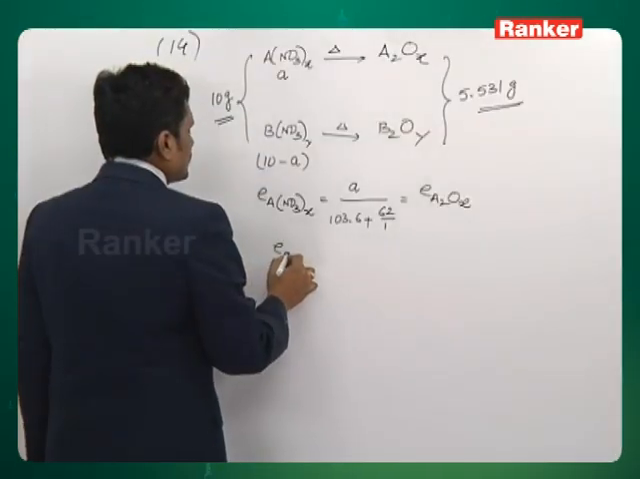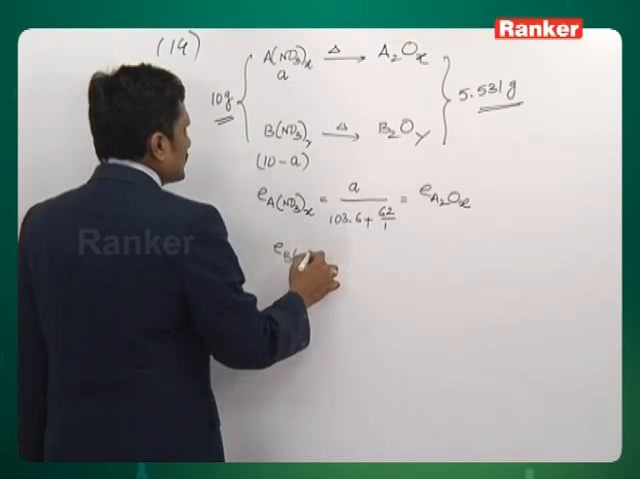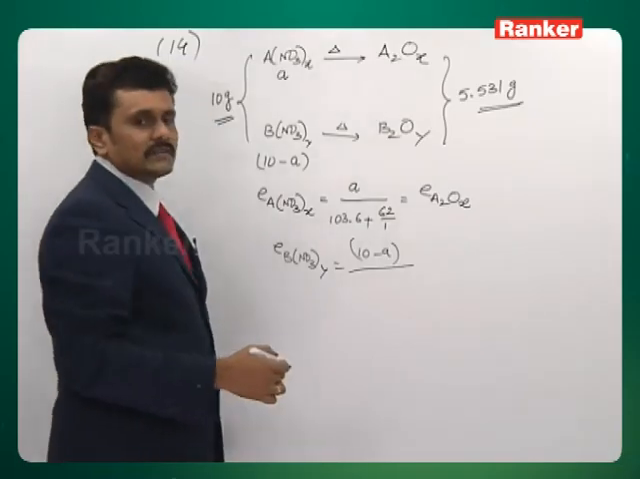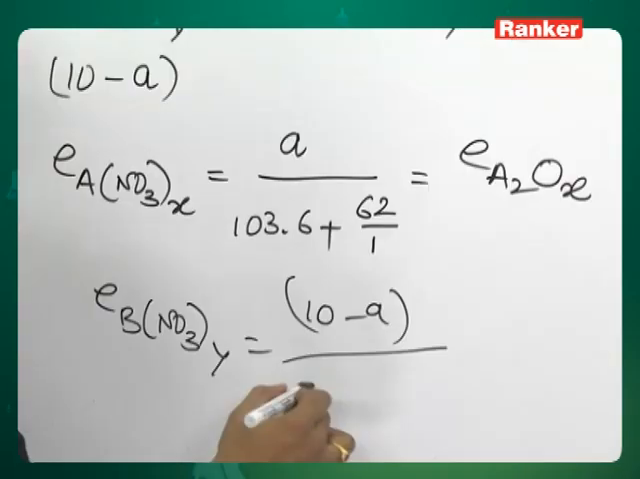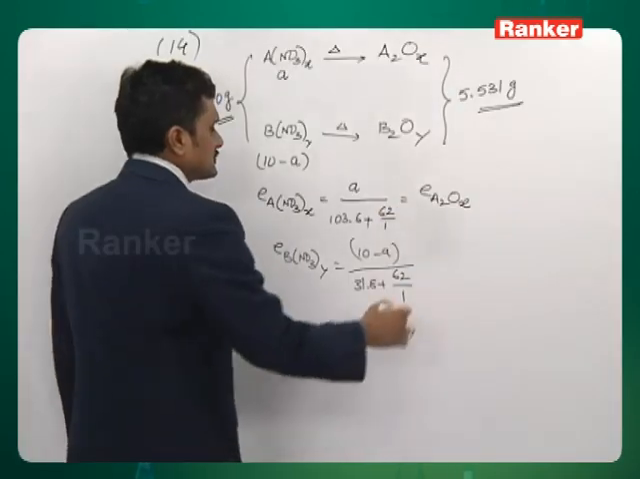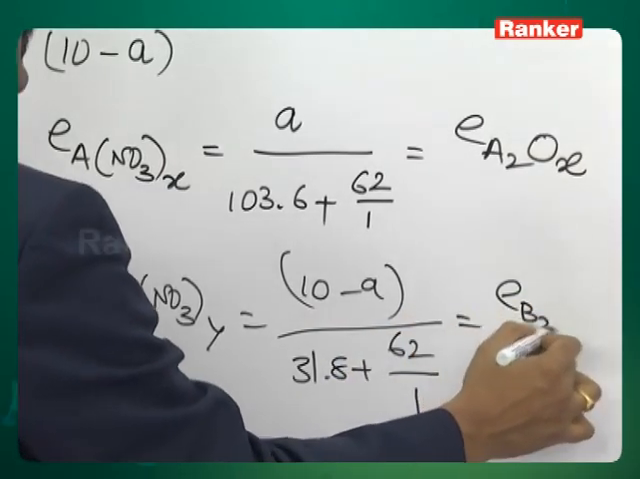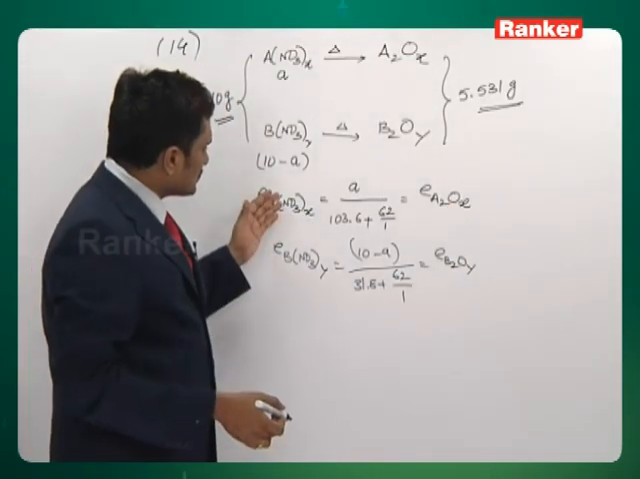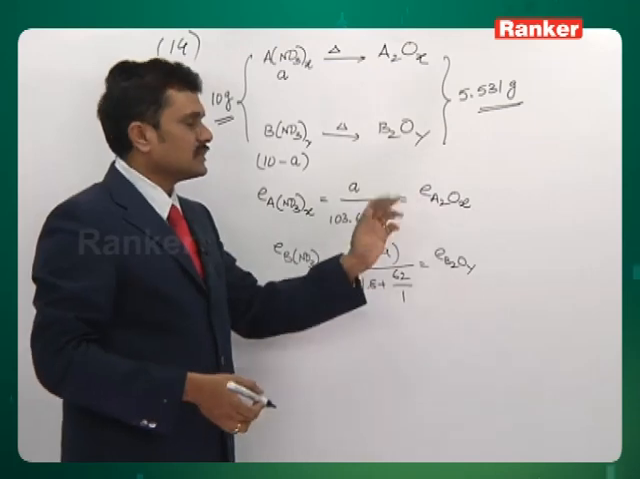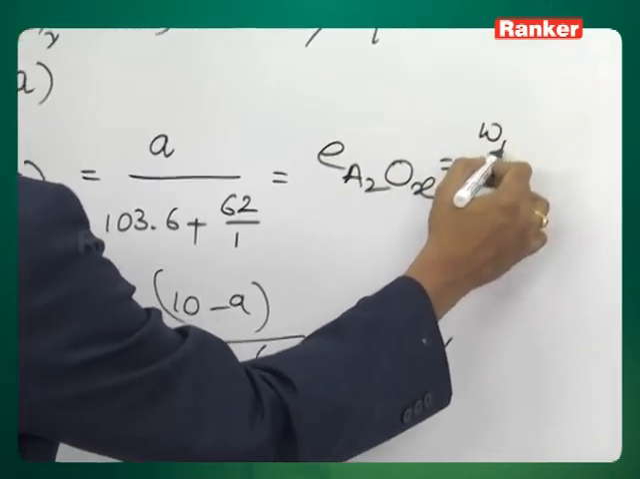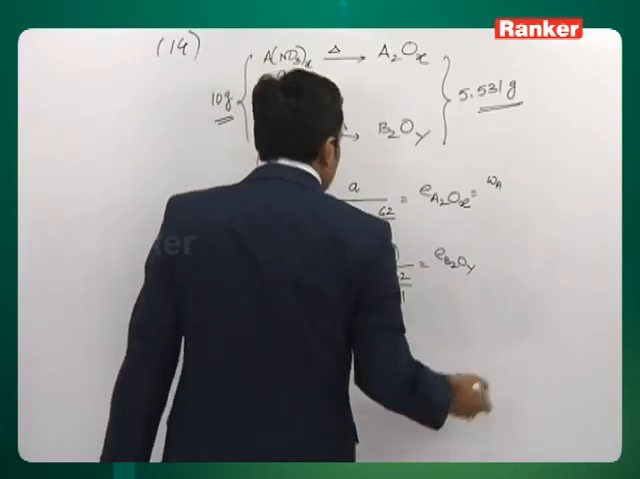And you are also given the gram equivalents of BNO3 taken Y, weight upon the equivalent weight of B, which is given as 31.8, plus equivalent weight of nitrate ion, which is this much, which are nothing but the equivalents of B2OY, because you know that the gram equivalents of two substances reacting with each other or formed from each other should be equal.